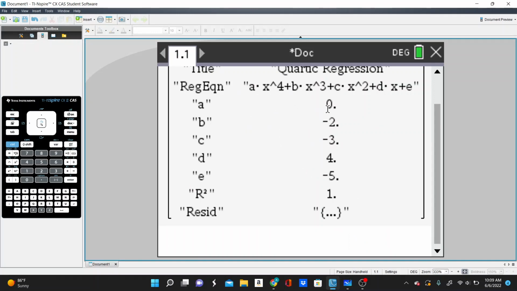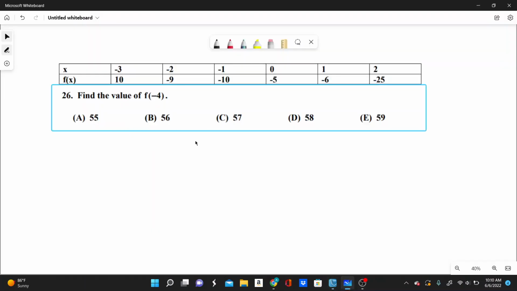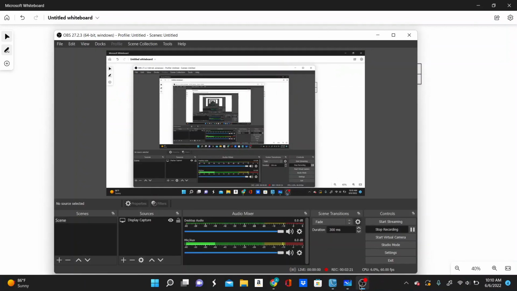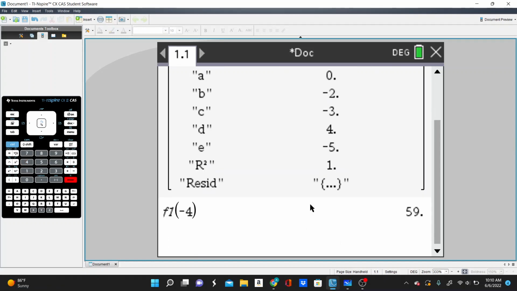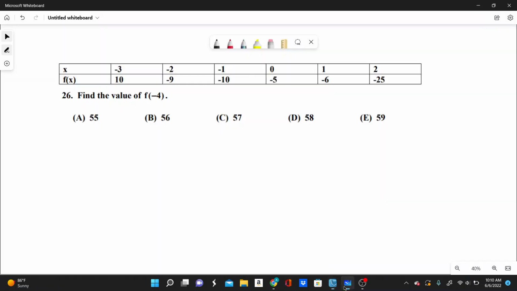So we have 0x to the 4th minus 2x cubed minus 3x squared plus 4x minus 5. And so since we saved it to F1, if we're trying to find f of -4, then we can just do F1 of -4, and it just gives it right to you, so 59. And that is the answer. The answer is E.